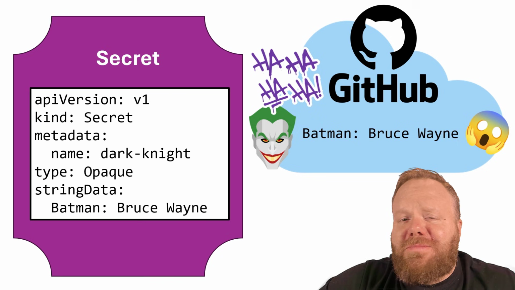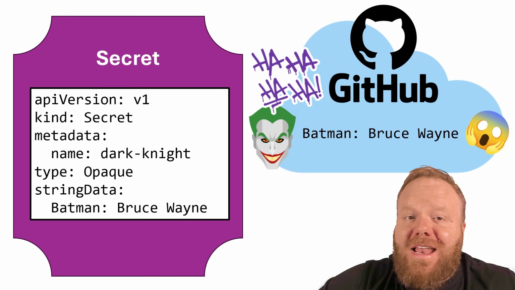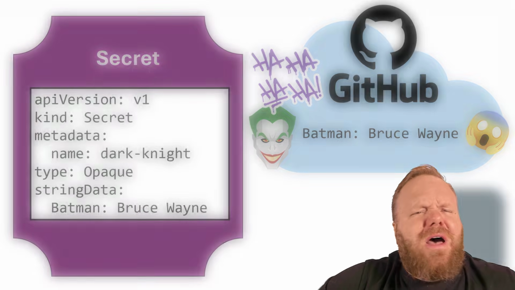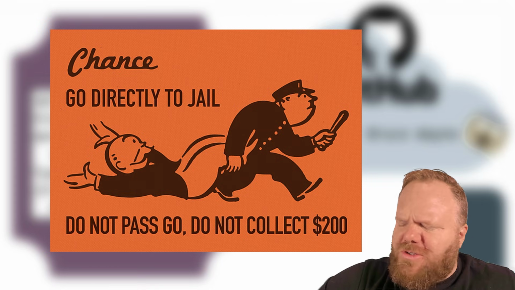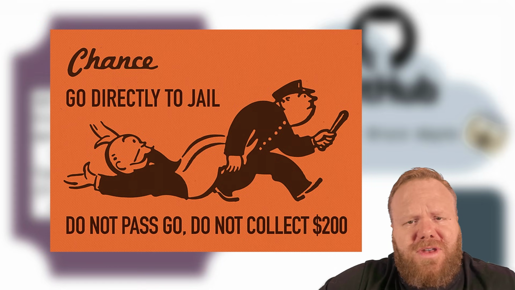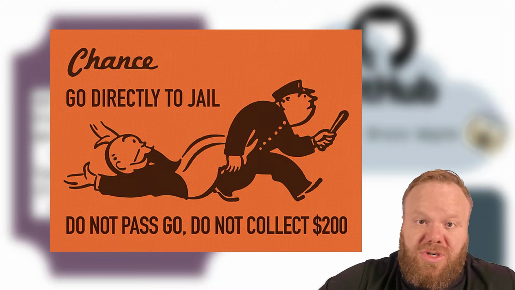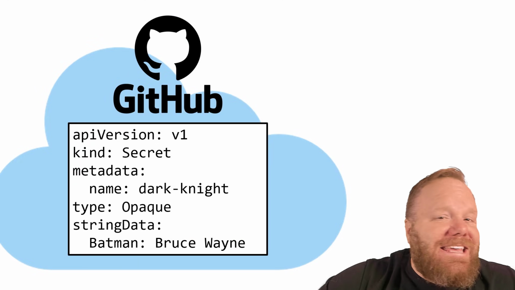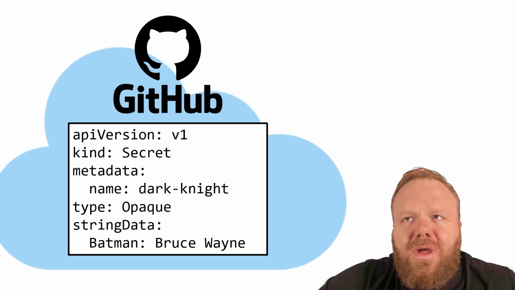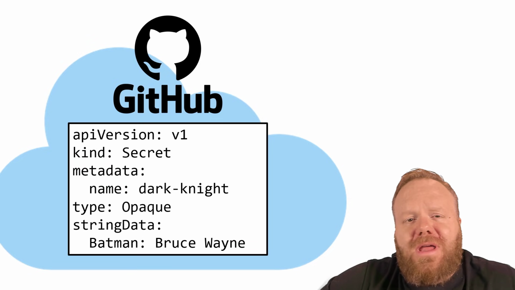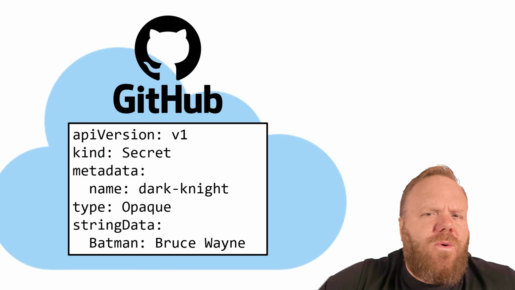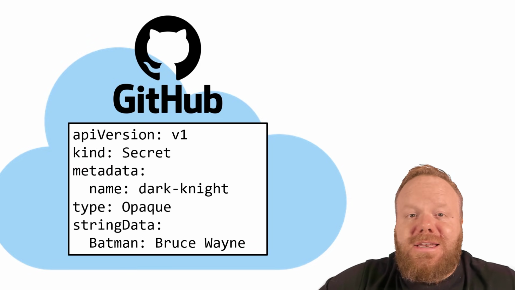So if you're placing manifests like this one inside of your Git repositories, well, then you can just go straight to jail. Do not pass go, do not collect $200, because that is a serious security issue. But Git is really great at storing and version controlling Kubernetes manifests. So what if we can have our cake and eat it too?